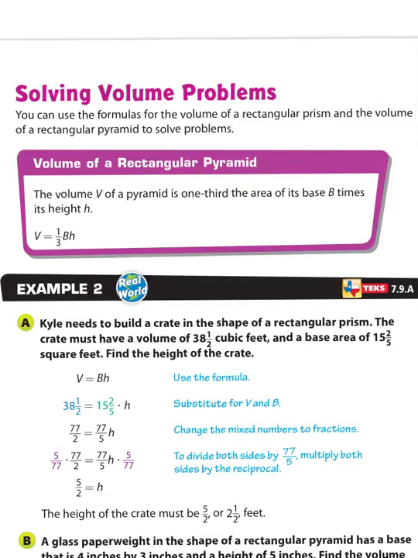So looking at solving some volume problems, let's look at the formula that they've given us here for the volume of a rectangular pyramid. So it's going to be 1/3 the area of the base times the height. So to simplify this a little bit, we basically need to do length times width times height divided by 3. So we're going to multiply length, width, and height together, and then divide that by 3.